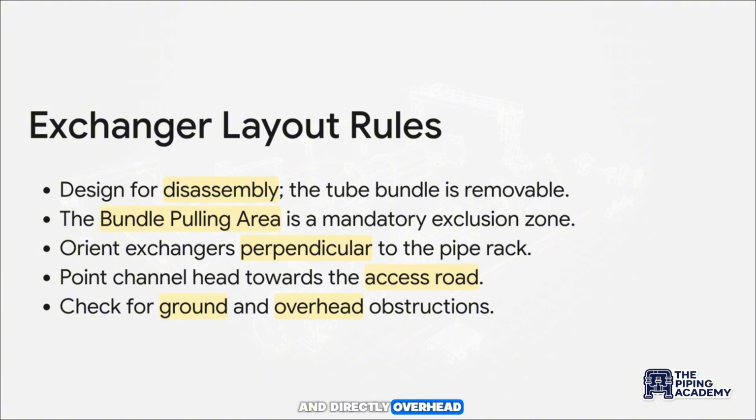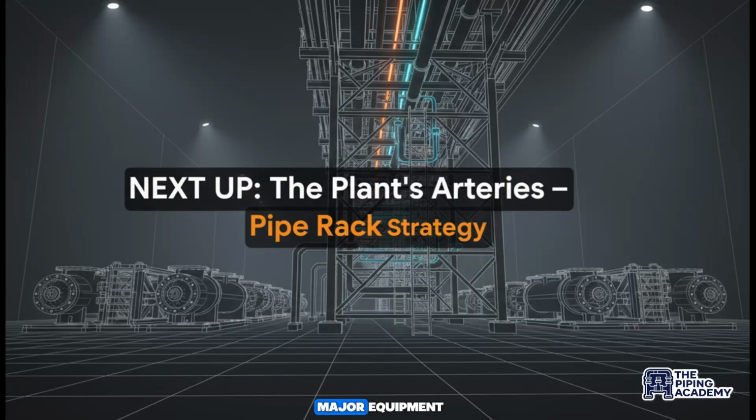So we've spent our time talking about the major equipment that sits on the ground. But what about the arteries of the plant? The things that connect all this equipment together? That's the pipe rack, the multi-level highway that runs through the whole unit. In the next explainer, we're going to dive into pipe rack routing and elevation strategy in real-world EPC projects.